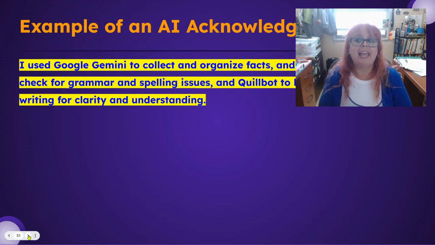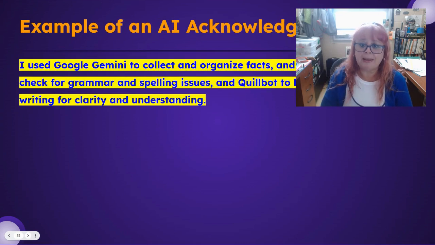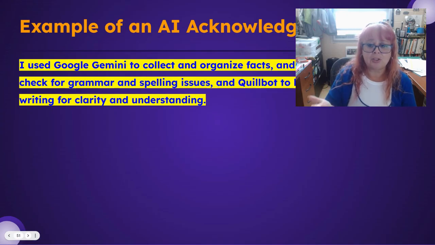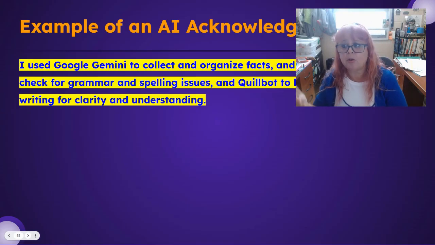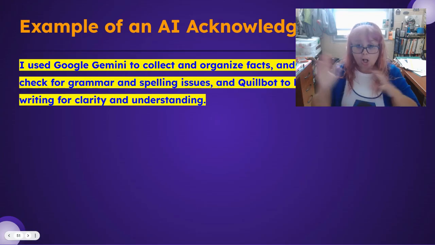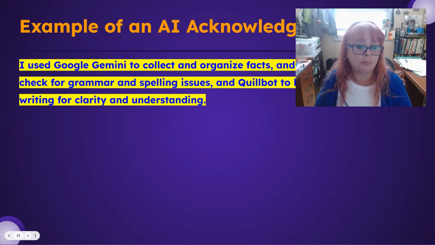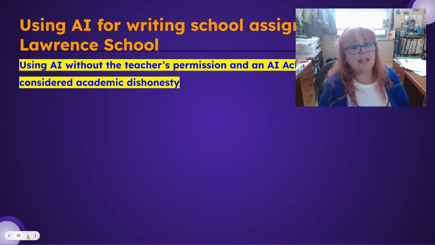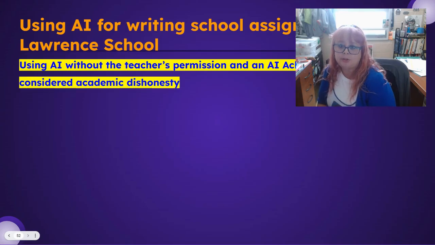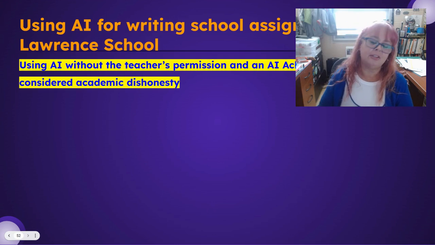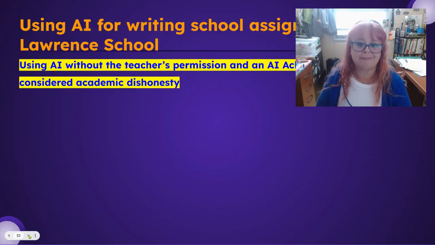An example of an AI acknowledgement is: I used Google Gemini to collect and organize facts, and I used Grammarly to check for grammar and spelling issues, and I used Quillbot to help me revise my writing for clarity and understanding. So I'm listing all the different ways that I used AI in the writing process. Using AI for writing school assignments at Lawrence School, using AI without a teacher's permission and an AI acknowledgement is considered academic dishonesty. Again, cheating, that will get you into trouble. Don't do that.